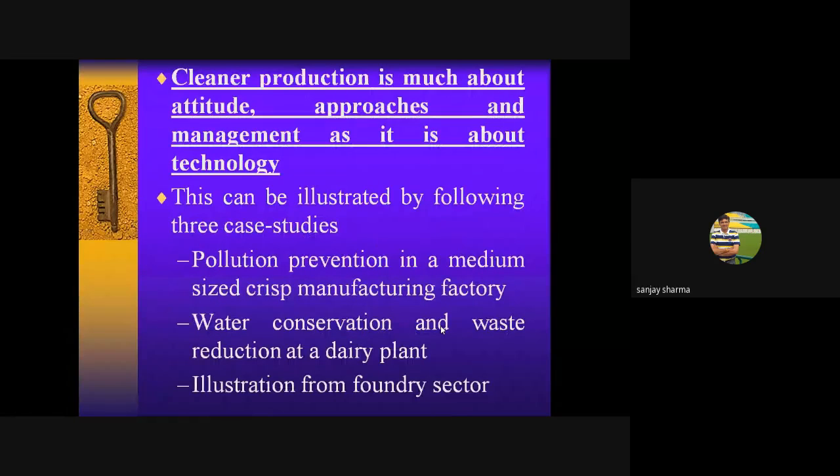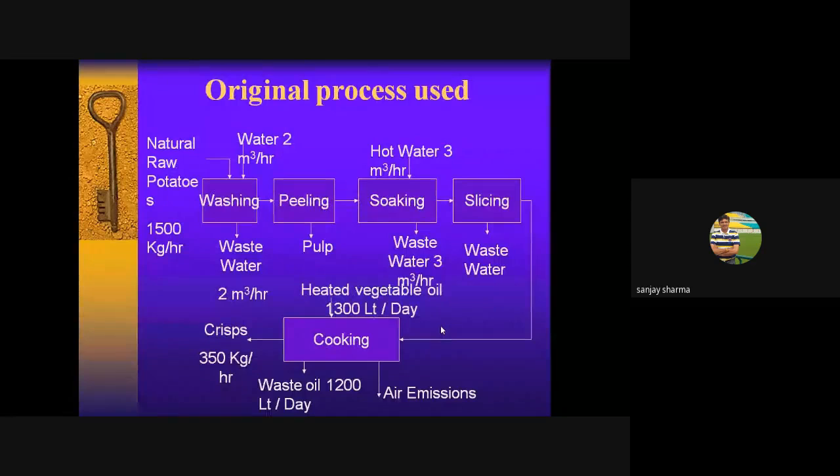So cleaner production is much about attitude, approaches, and technology management. So this can be illustrated by this. So cleaner production in a medium-sized factory: water conservation and waste reduction. इसमें तीन चीजें कहेगी. Pollution prevention क्या step होने चाहिए? Water conservation and waste reduction in the dairy, and illustrated from the poultry sector. So this is what you are, that in the internal section.